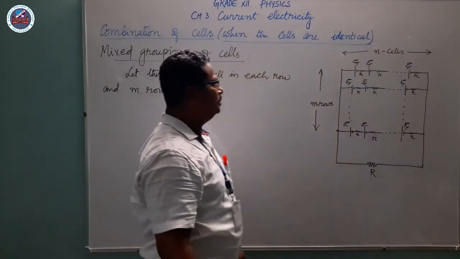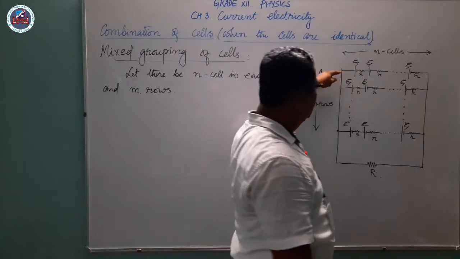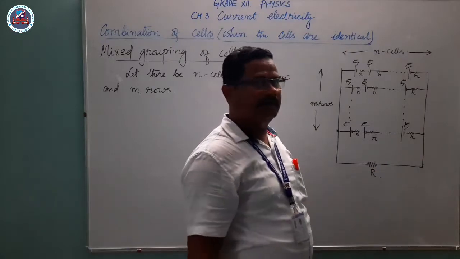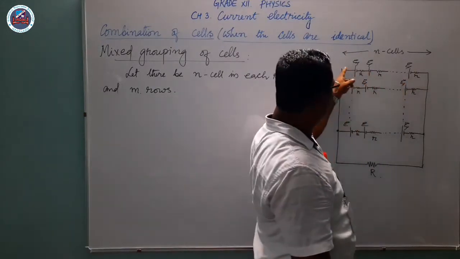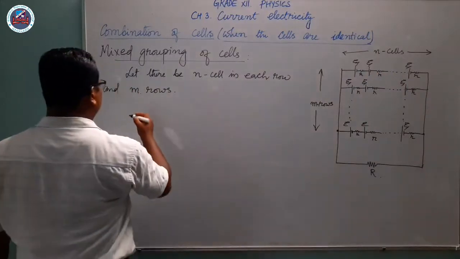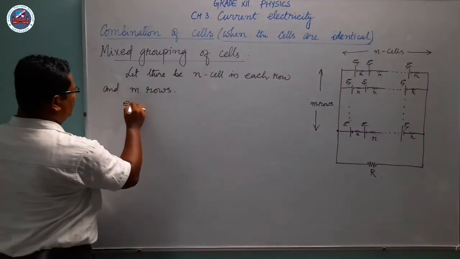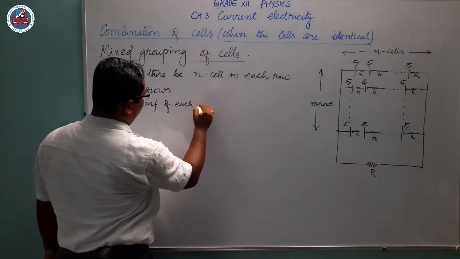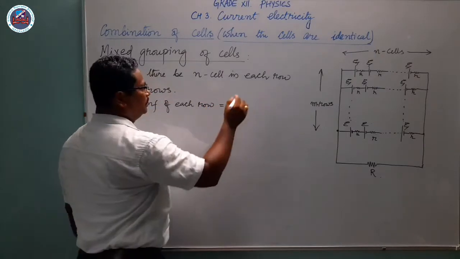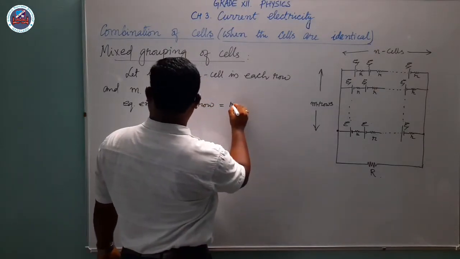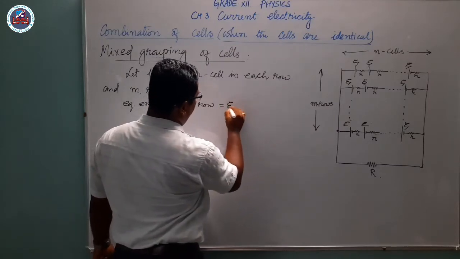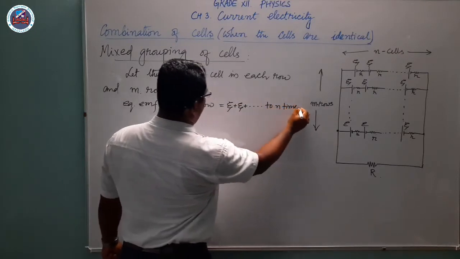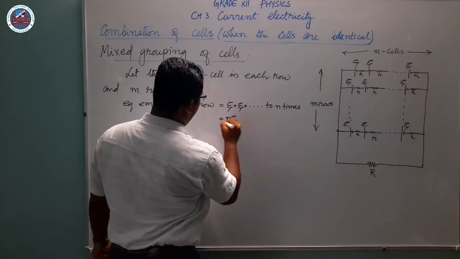So in this case, what you do is, first of all, for each row you find out the internal equivalent resistance and equivalent EMFs. Like this will start. Equivalent EMF of each row is epsilon plus epsilon plus epsilon plus epsilon, n times. So it will become n times epsilon.